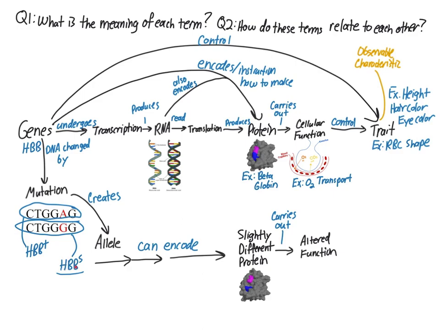Here, this new allele produces a slightly different protein that doesn't transport oxygen very well. So here we can see how a mutation which generates a new allele can lead to altered protein function and ultimately, as we'll see next, to genetic disease.